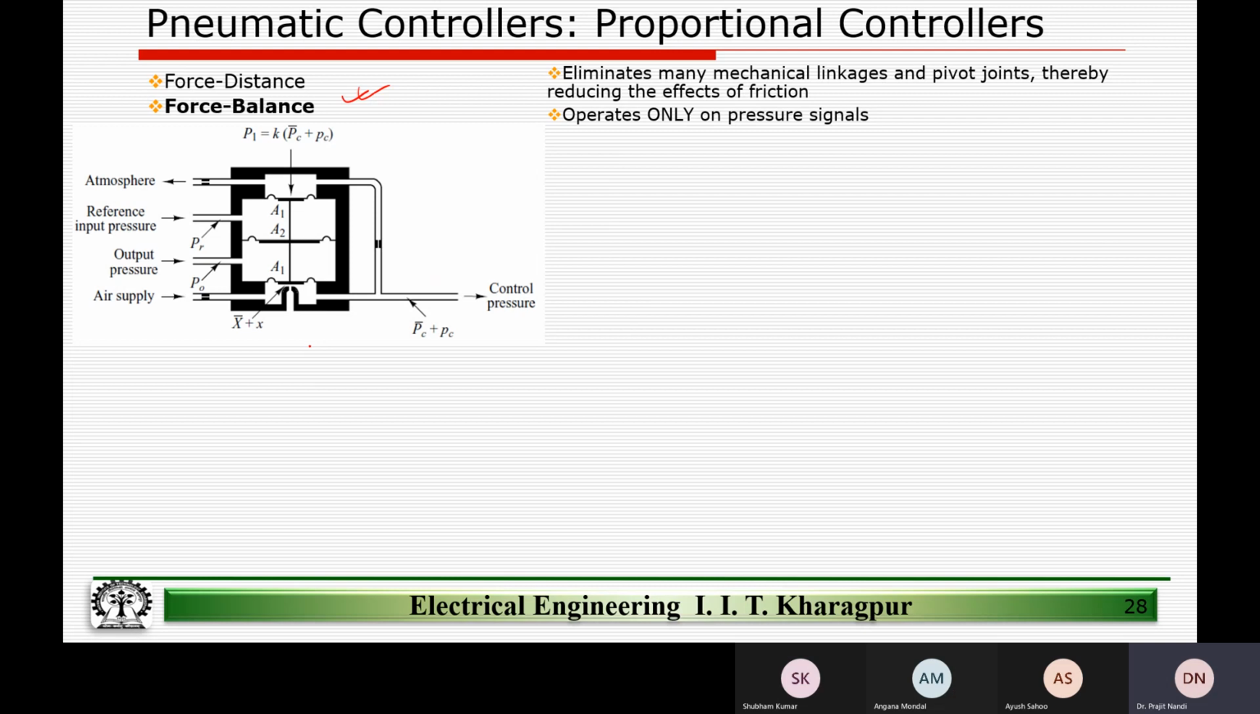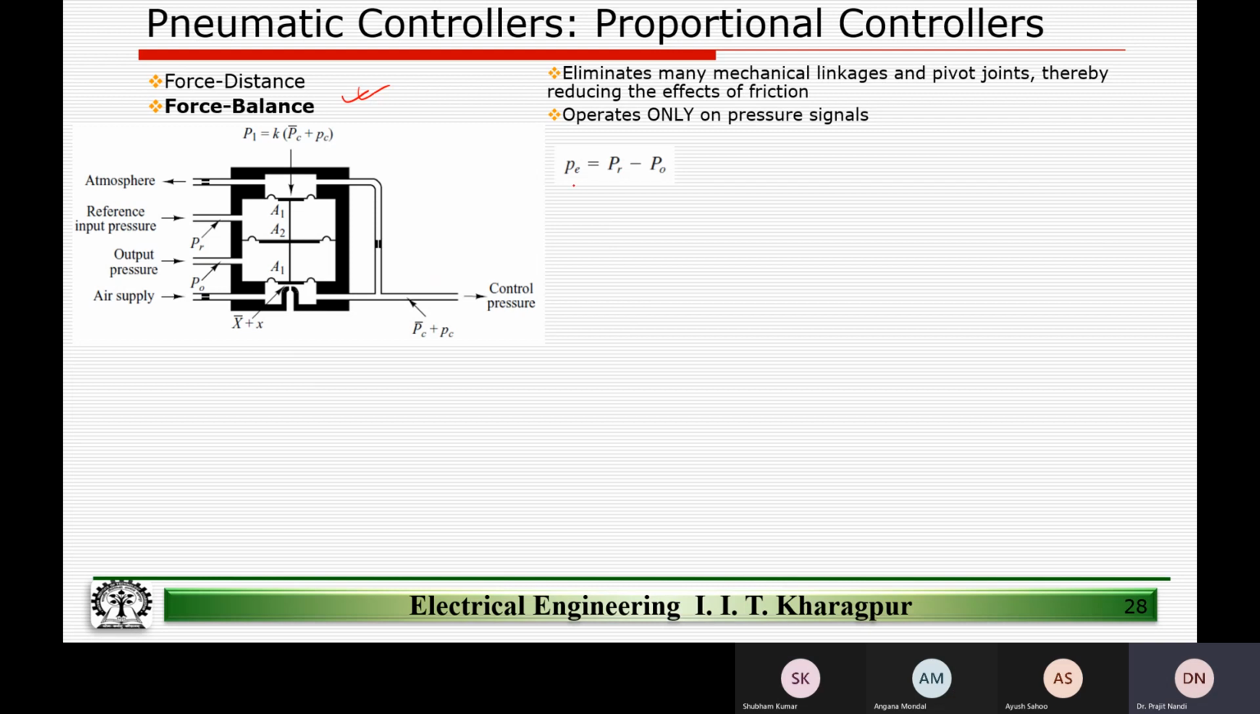And the problem with this is, not problem, this is kind of understandable. This operates only on pressure signals. The advantage of the earlier one is the input signal was in terms of displacement, and sometimes that is an easy thing to do. When we are trying to control something, it might be very easy to just give a displacement input signal, and then look at the final output pressure. So this operates only on pressure signal, unlike the force distance type.